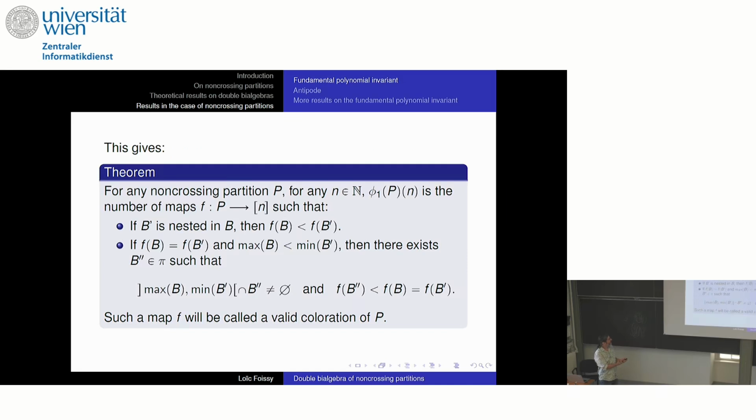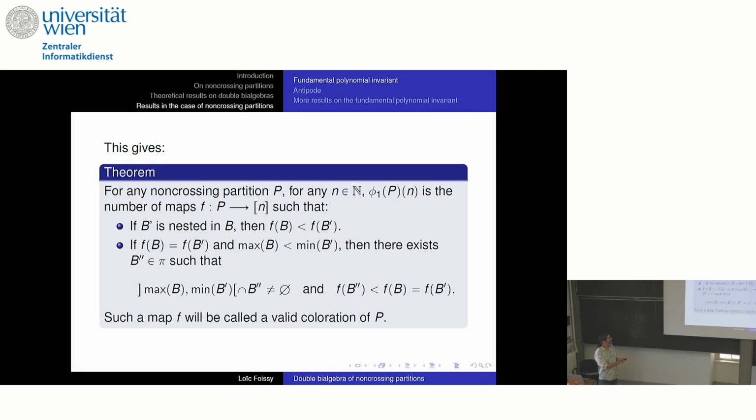So this is something like this. You count, in fact. So this is a non-crossing partition. This is a polynomial attached to P. You apply it into N, where N is an integer. It counts something. It counts the number of maps from the blocks of P to N, such that if B prime is nested in B, then F of B prime is greater than F of B. If two blocks have the same color, they cannot be nested because of this condition.